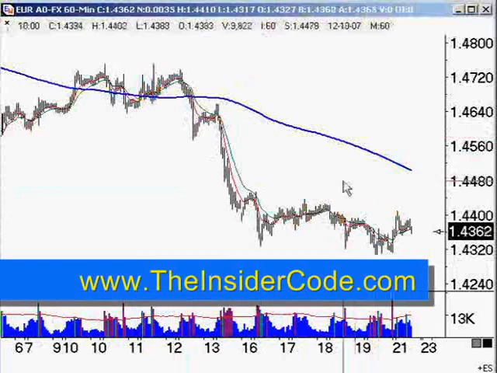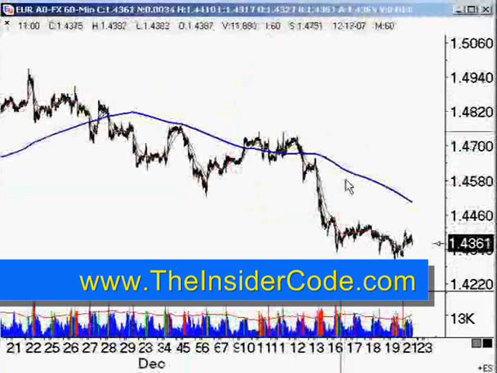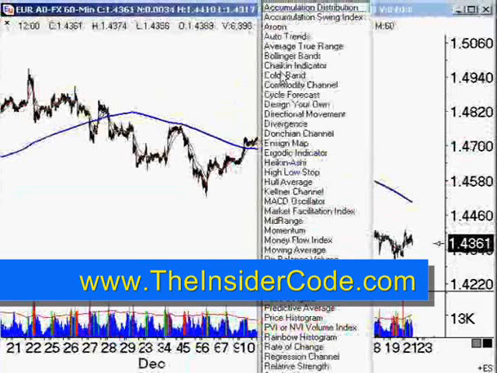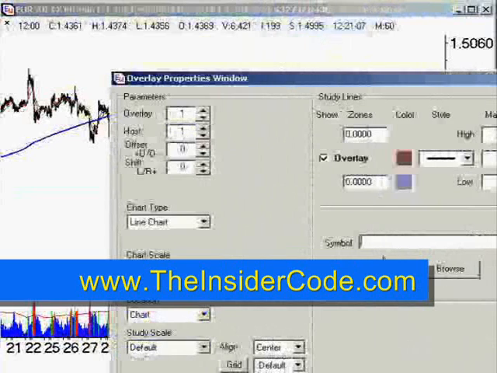The euro is quite a bit stronger than the British pound. So let me go ahead and put on the overlay chart here. Show you what I mean.